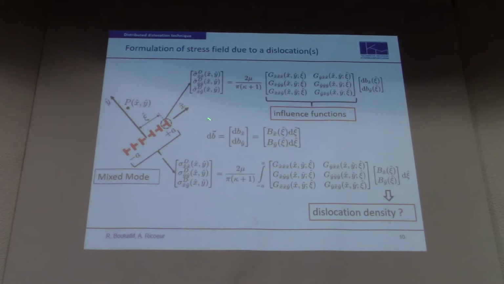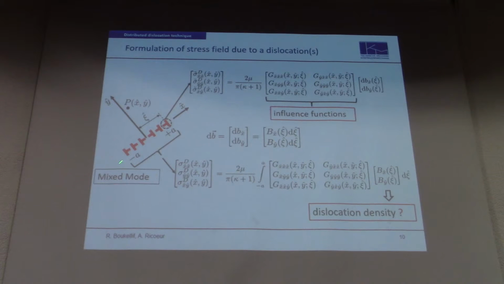So the induced stresses due to one dislocation located at C is given with the system of equations. This column describes the induced stresses. Mu and kappa are elastic constants, and in this matrix are influence functions. The influence functions are known and can be fitted for various problems, for example, for the half plane. And this vector describes the Burgers vector, and the first component describes the dislocation in x direction, and the second one describes the dislocation in y direction.